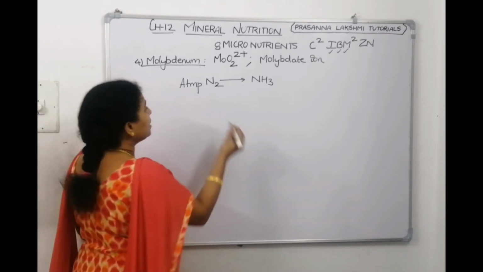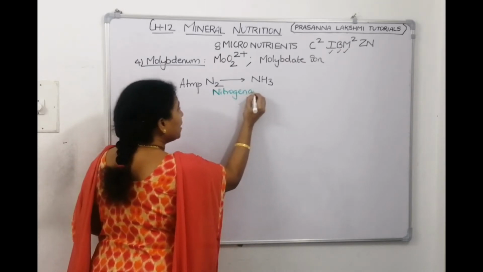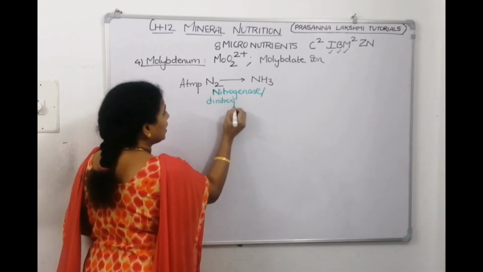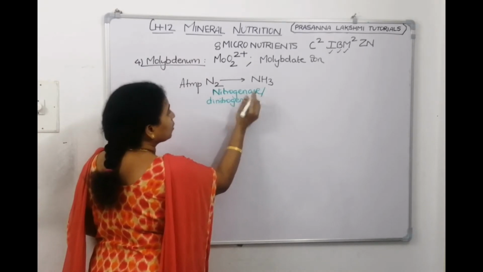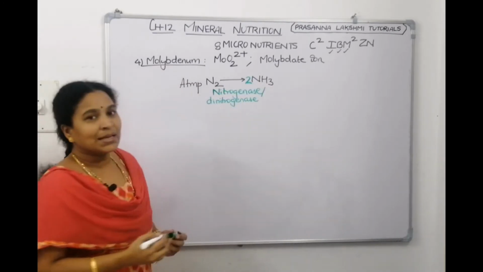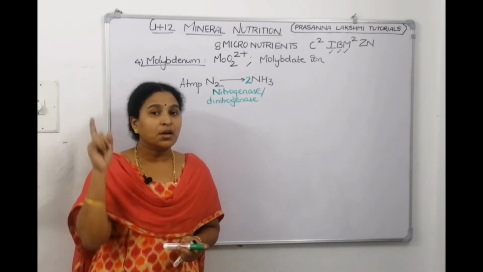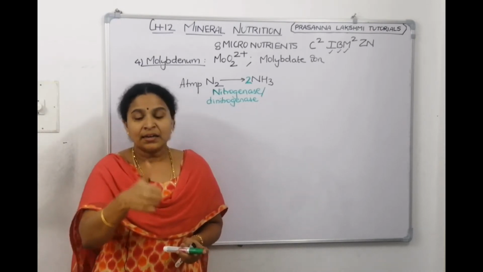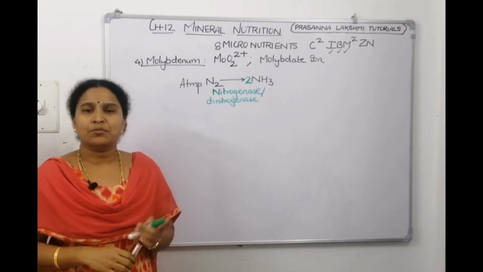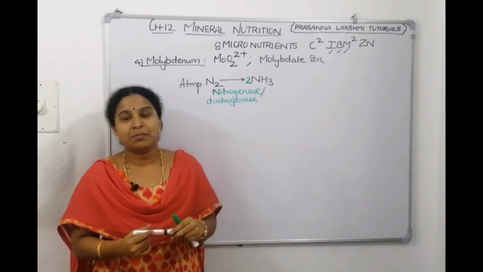This reaction is mediated by an enzyme called nitrogenase. We can also call it dinitrogenase, since 2 ammonia molecules are formed. N2 to 2 ammonia molecules. The enzyme is also called dinitrogenase. And I told you when I was talking about iron, that iron and molybdenum are components of the nitrogenase enzyme. So our first function is that molybdenum is a component of this enzyme nitrogenase.